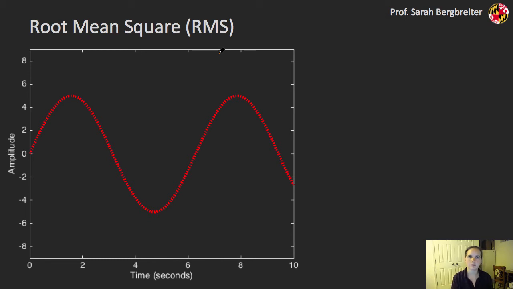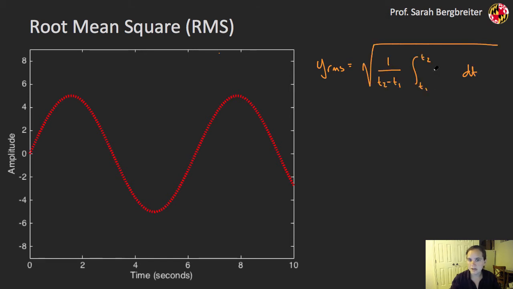If I want to get a better sense of the dynamic portion of the signal, I can use a metric called root mean square. In this case, y of t is 5 sine t. So y RMS is going to be equal to the root of the mean of the square of the signal. For periodic signals, we can use that first time t1 as 0 and t2 as capital T, or the period of our periodic signal. And this is really the best approach to use if you're looking at RMS of a periodic signal.